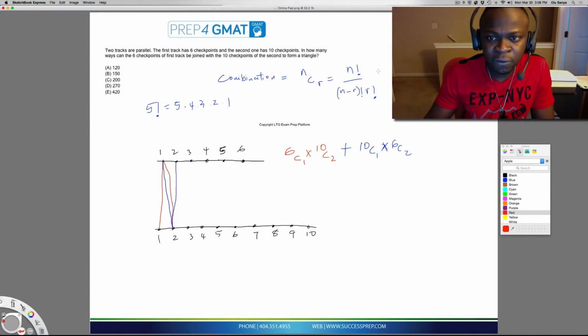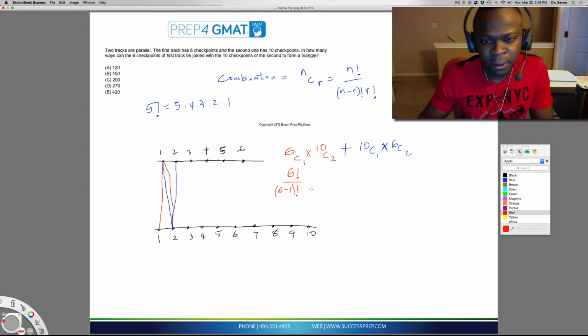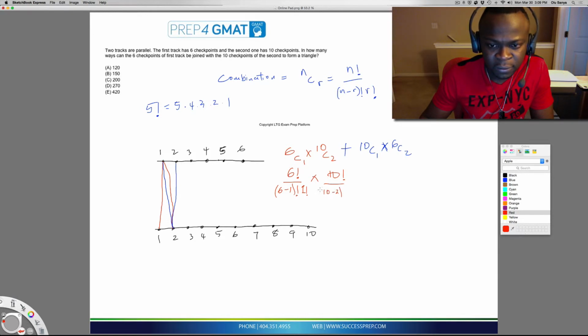So using this NCR formula, which is a combination formula, I am going to write out each one of these math question sets here. So this is going to be 6 factorial over 6 minus 1 factorial, 1 factorial. Now, careful, this is the number 1, okay? This is times 10 factorial over 10 minus 2 factorial, 2 factorial.